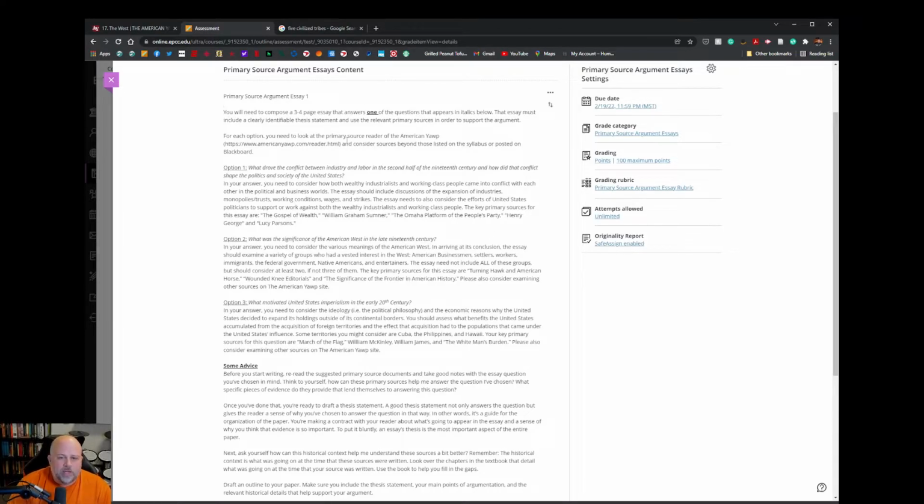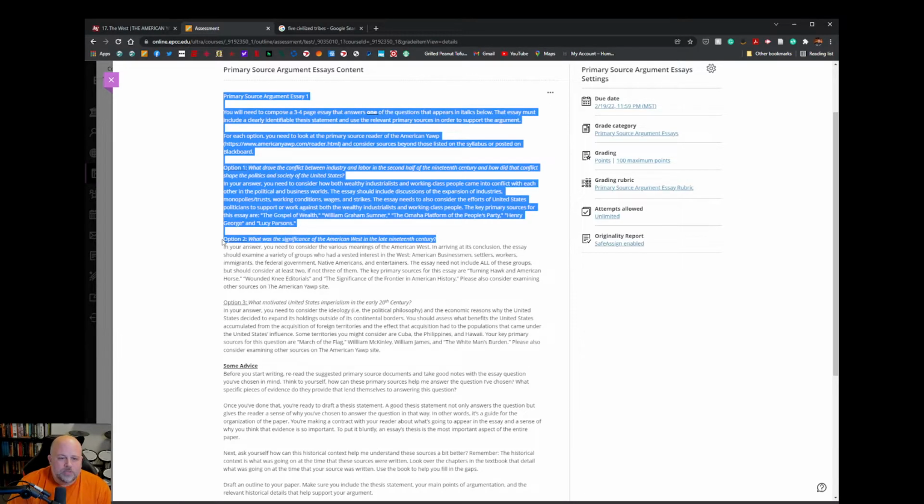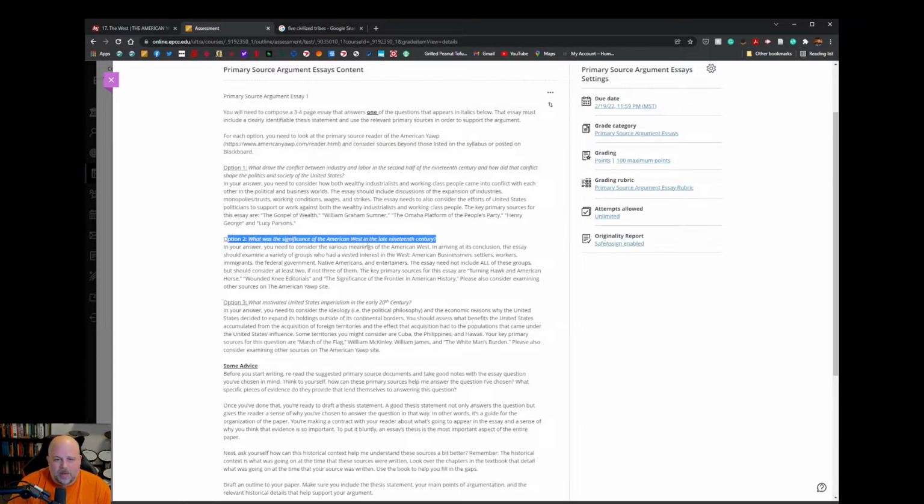Now, if we're looking at these three options, and we're thinking, okay, what source would this go with? Option 2 is probably the best, since it's talking about the American West. This one is asking about industry and labor. This is asking about imperialism. This could fit. Certainly, our sources could fit, but this question's asking about the early 20th century, and this source is from 1881, so the end of the 19th century.